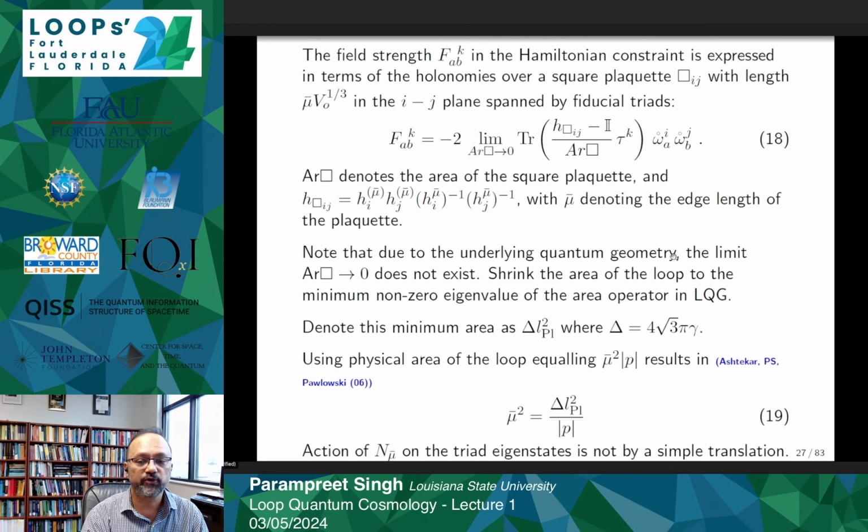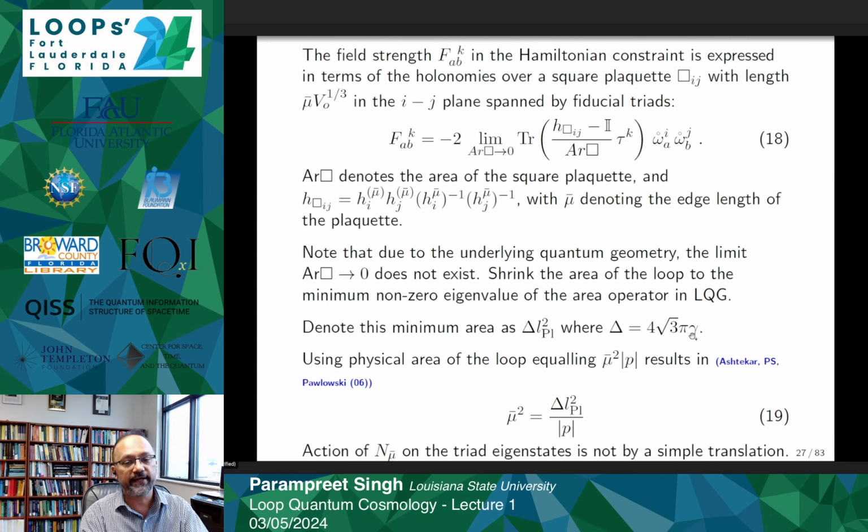Due to the underlying quantum geometry, it turns out that one cannot take this area to be 0, that limit does not exist, and one has to shrink this area to the minimum non-zero eigenvalue of the area operator in loop quantum gravity. We are going to denote this minimum value by delta l_P squared, where delta is 4 square root 3 pi gamma.